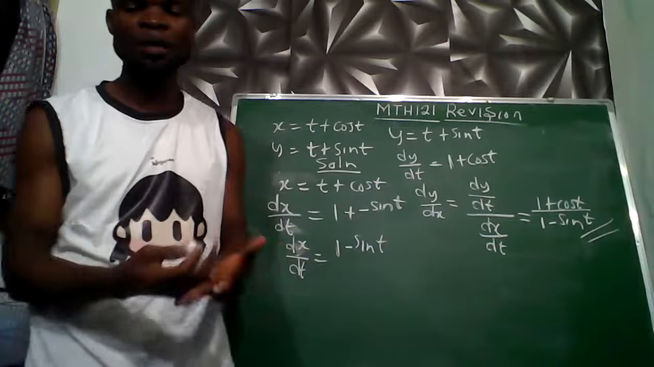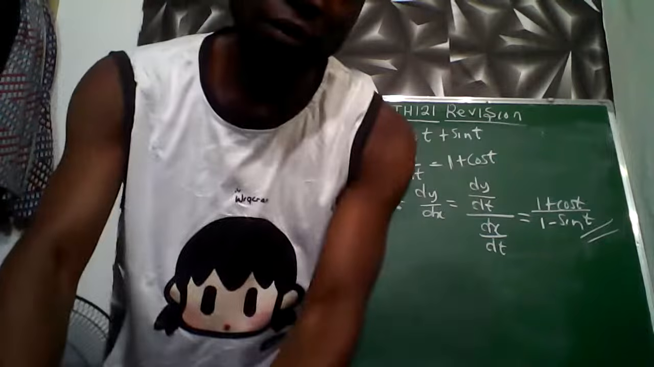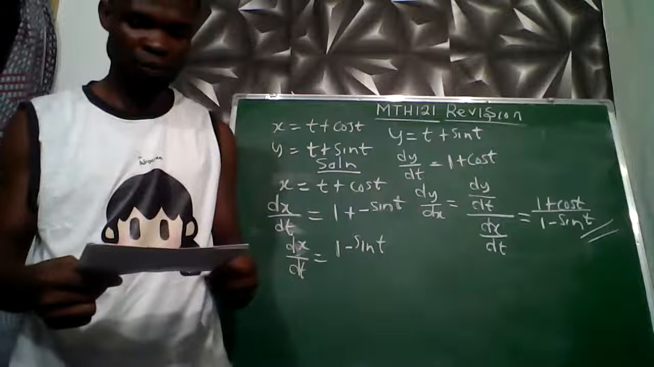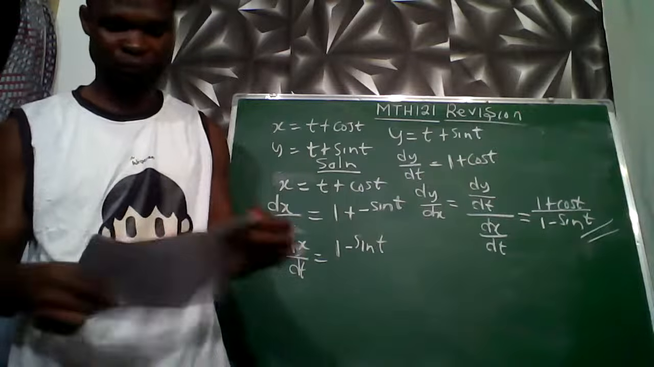Now let's pick an example of an implicit function and see how we can differentiate that.